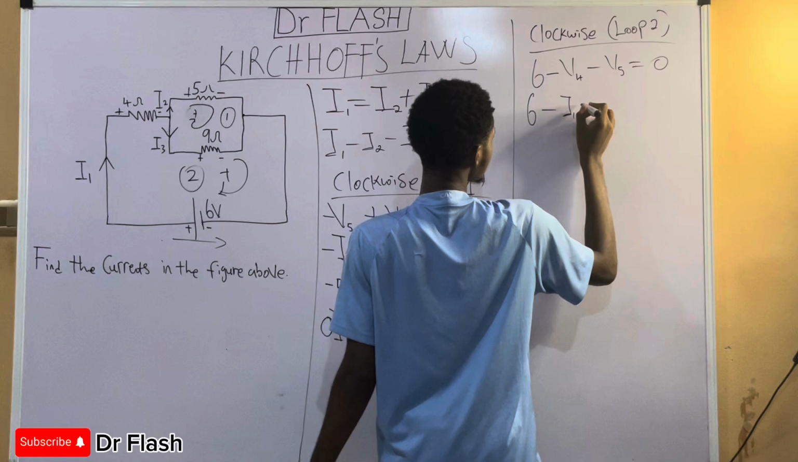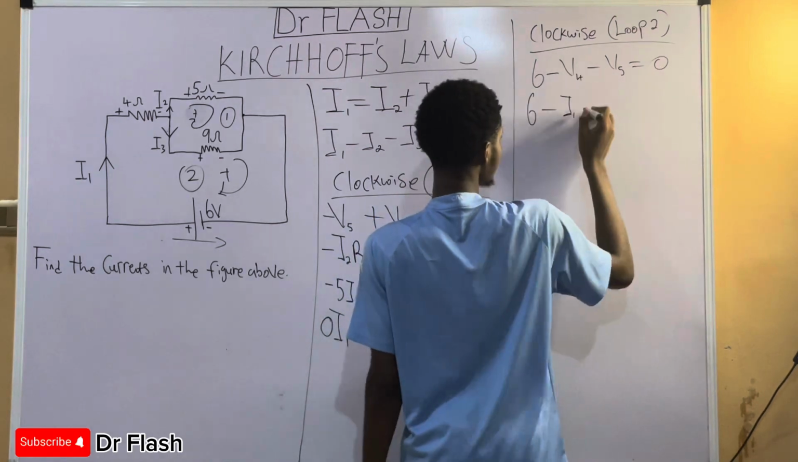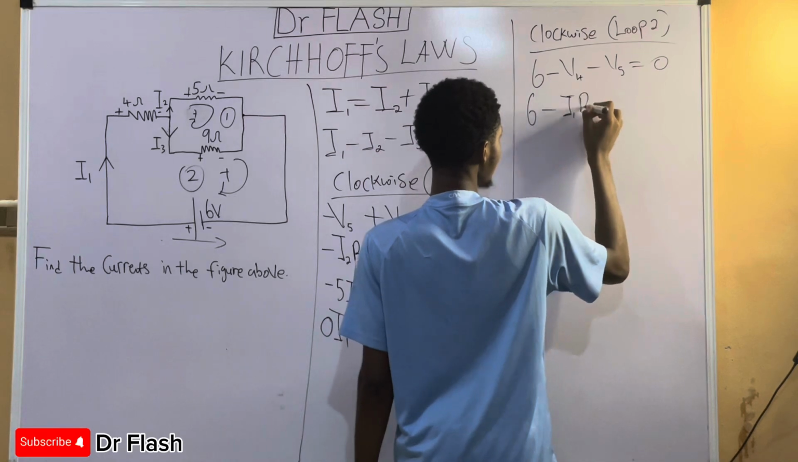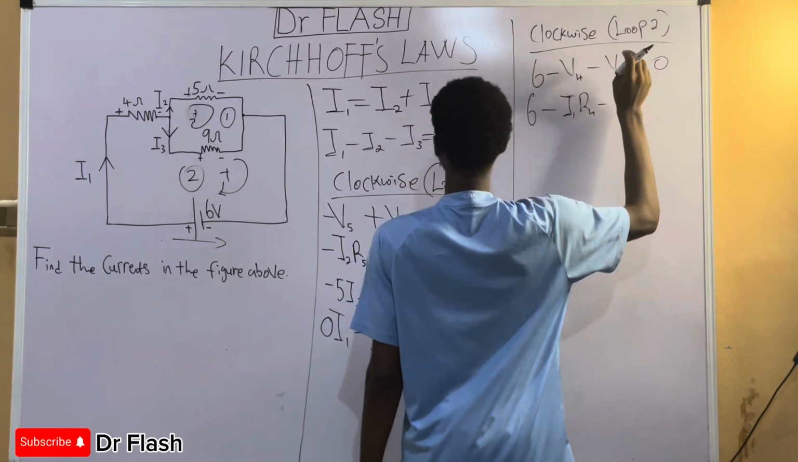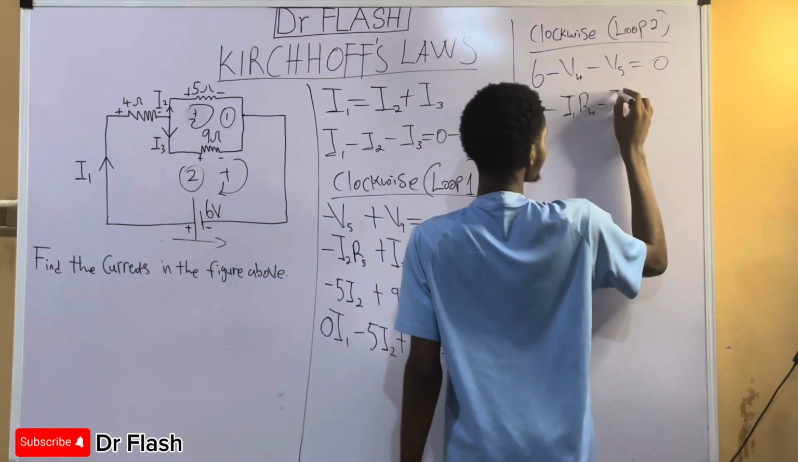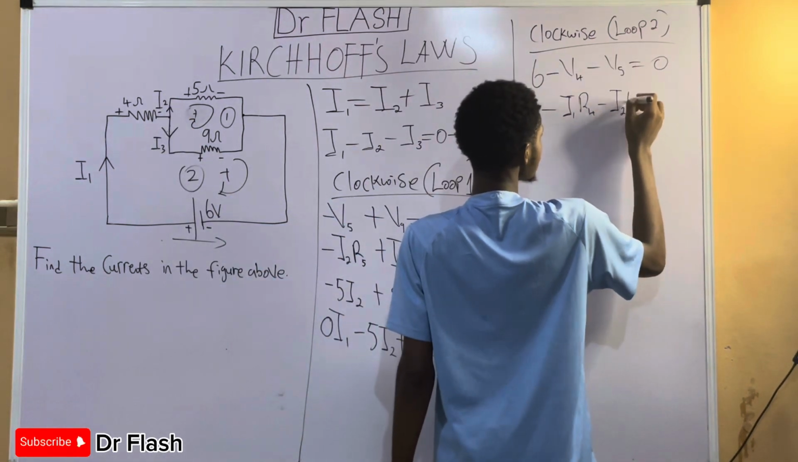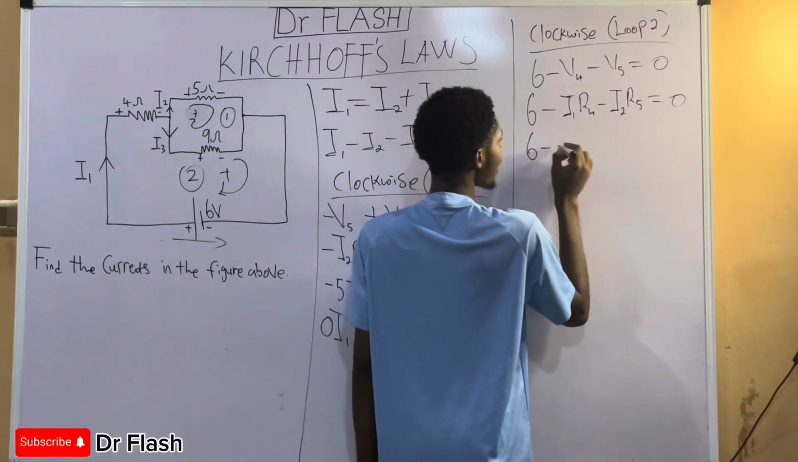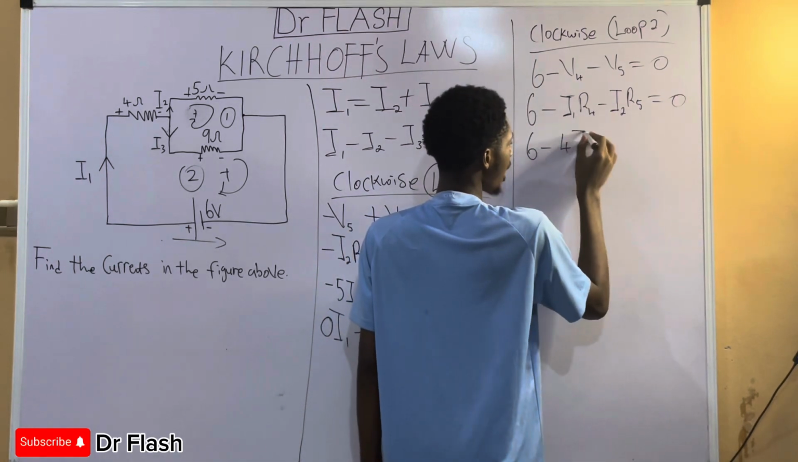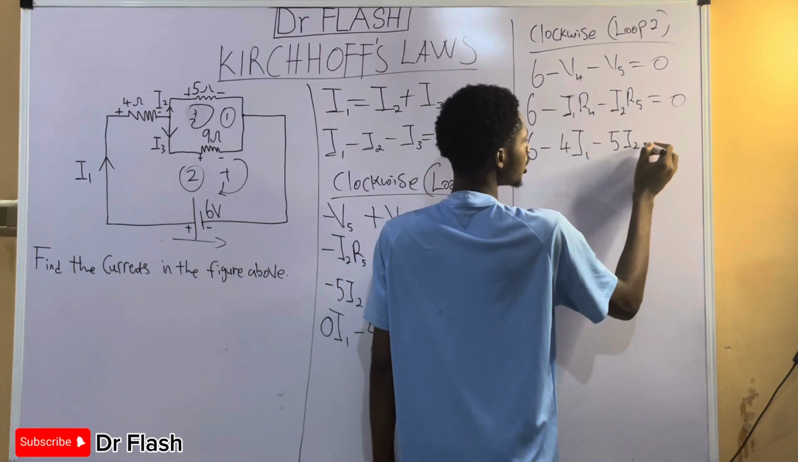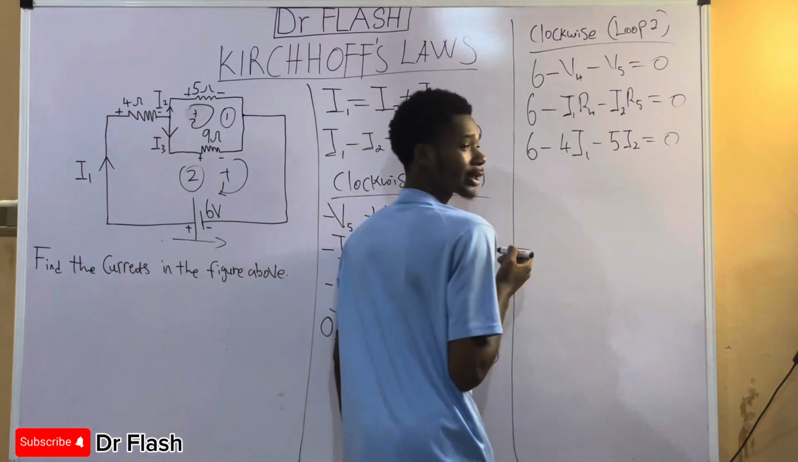We can now substitute to give us 6 minus, the current across V4, that is I1. So we have I1 times the resistance, let's write it as R4 first, minus the current across V5, in this case I2, times R5 equals 0. Now let's substitute. We have 6 minus R4 is 4, so 4I1, minus R5 is 5, so 5I2, equals 0.